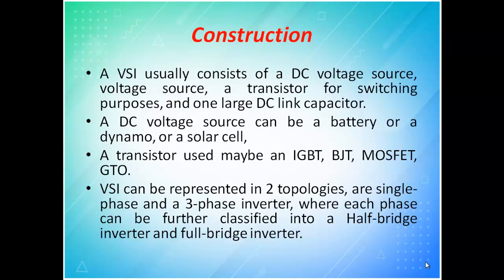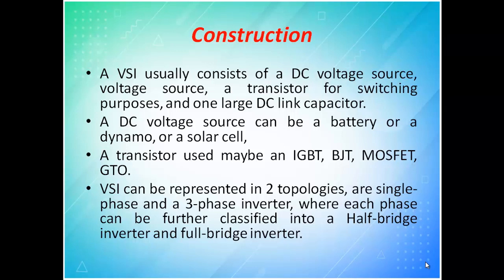Now, we will talk with respect to construction. A VSI usually consists of a DC voltage source, a transistor for switching purpose, which is nothing but the device, and one large DC link capacitor. This is for the purpose of input side filtering. Even if you have a DC source, it might have some ripple. If you put a large DC capacitor, that will filter all the components and you will get a pure DC as an input for the inverter.